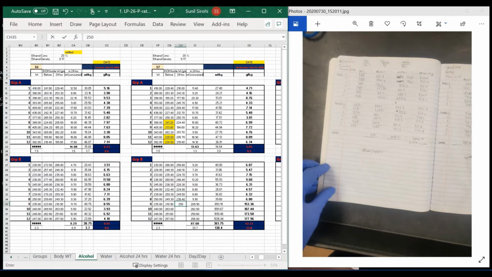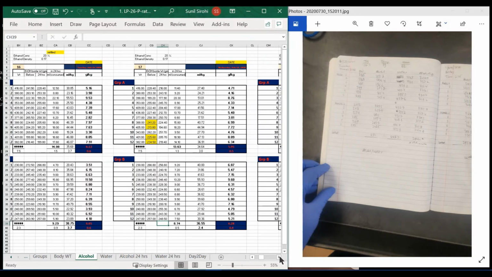I'm sorry, 242. 249.5, 238.4, 200, I guess, 200.1, 255.3, 243.3, 248.5. Okay, so you enter all these numbers.